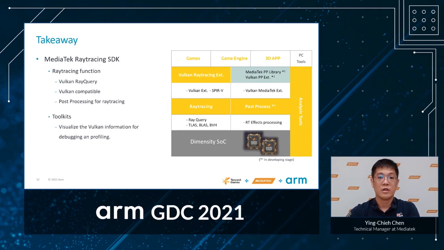A quick summary. The MediaTek Ray Tracing SDK can enable the ray tracing capability on our next generation chipset, Dimensity. Our ray tracing functions are based on Vulkan. We support the RayQuery API that is more friendly for developers on mobile, and it is compatible with the Vulkan extension. The SDK will also provide some post-processing functions for ray tracing effects. Our tool can help developers to debug by visualizing the complex dependency of Vulkan objects.